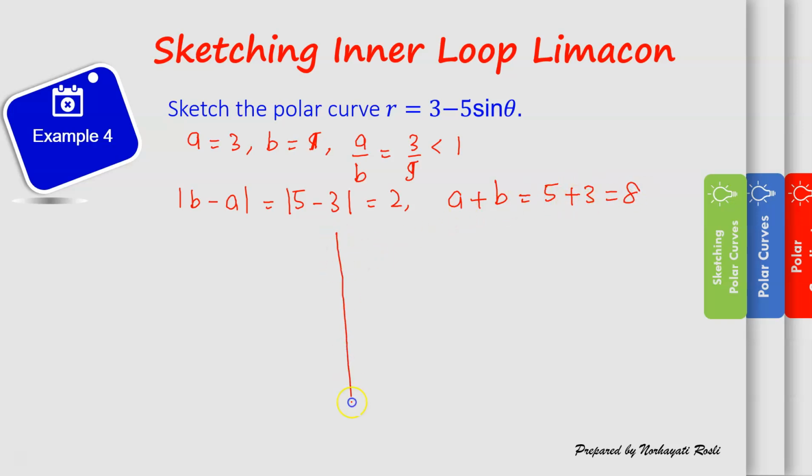When we plot this one, you will have a shape that is located on the negative y-axis because your sine function is negative. It will touch the x-axis at negative 3 and 3, and then here 2, and then here 8. So we will have an inner loop inside this Limacon that touches negative 3, goes to this 8, and then back to this 3 and touches the origin. So this is the shape of the inner loop Limacon for this.